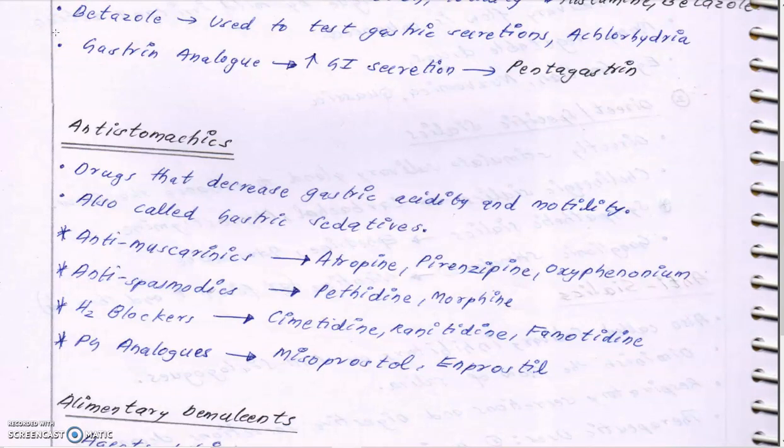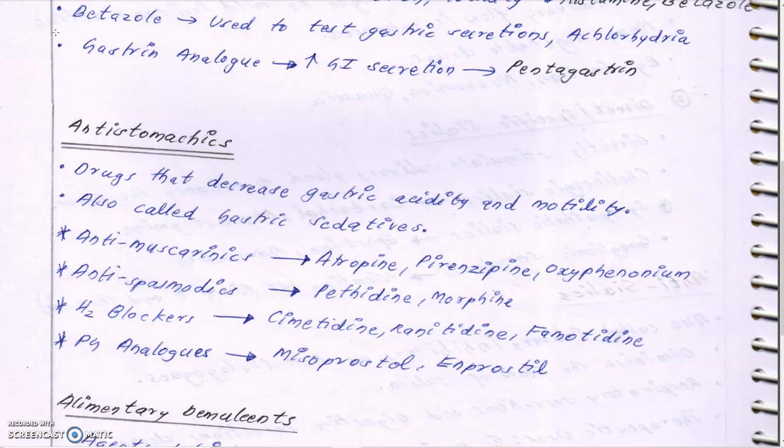Now what? H2 blockers. We know that proper H plus secretion is needed for the proper digestion of food and proper forward propulsion of food from the stomach. So, whenever we add H2 blockers, they block the H plus production. So what happens? Acidity decreases, so proper HCl will not be there, and proper stomach motility will not happen.